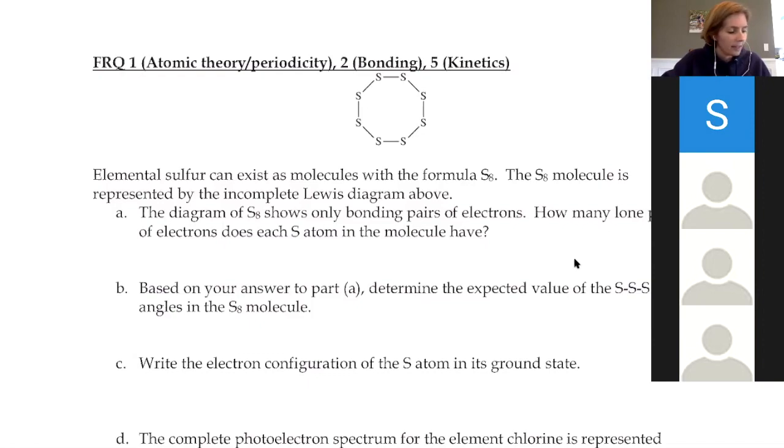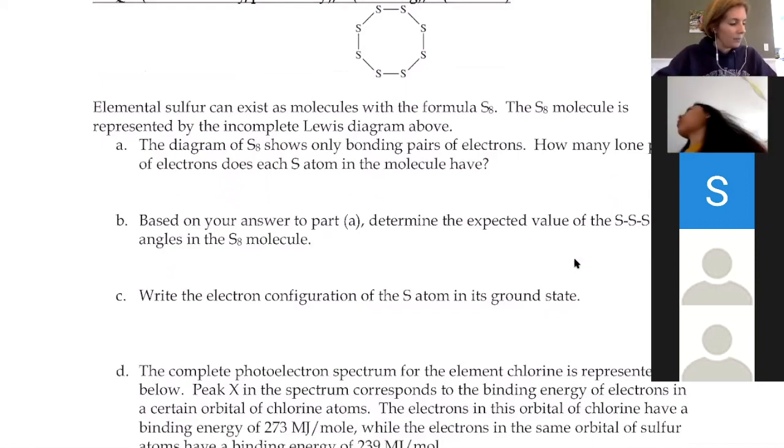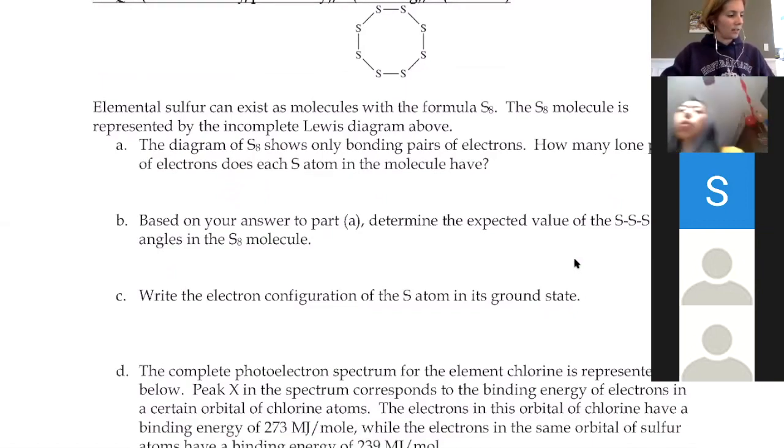Okay, so if we look at this problem here, the first couple of questions are telling us that we're looking at a structure of sulfur with 8 atoms connected. It's only showing the bonding pairs of electrons. It left out the lone pairs. So it's going to have you try and figure out how many lone pairs there are. What do you think the bond angle would be? And figure out the electron configuration of sulfur in its ground state. So I'm going to give you guys just a couple minutes to do parts A, B, C. Take your best guess, and then I will post the answers in just a second. So take your best crack at it, and then we'll see where we go from there.